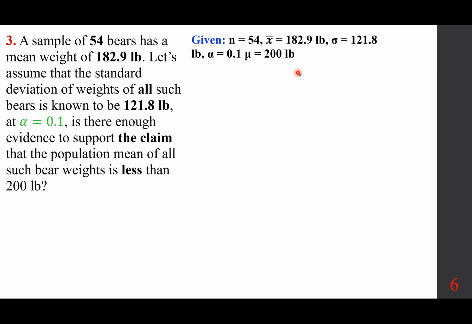So the very first step, H0 and H1. Let's see how we're going to write that. Because it's the average, the mean, so mu is 200. H1: mu is less than 200, because it says so, less than. This is what we are checking.